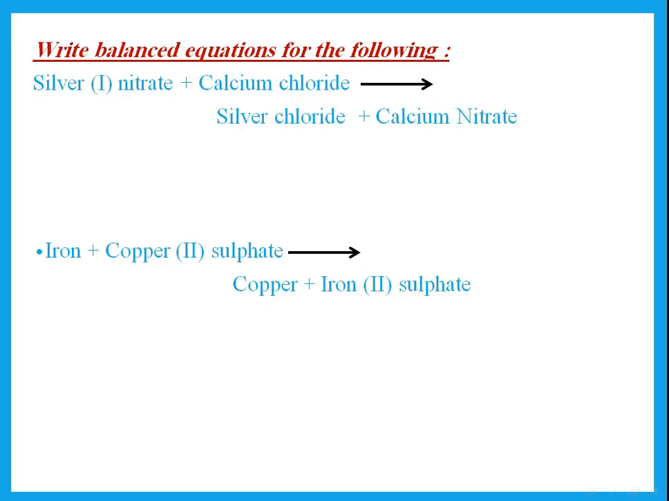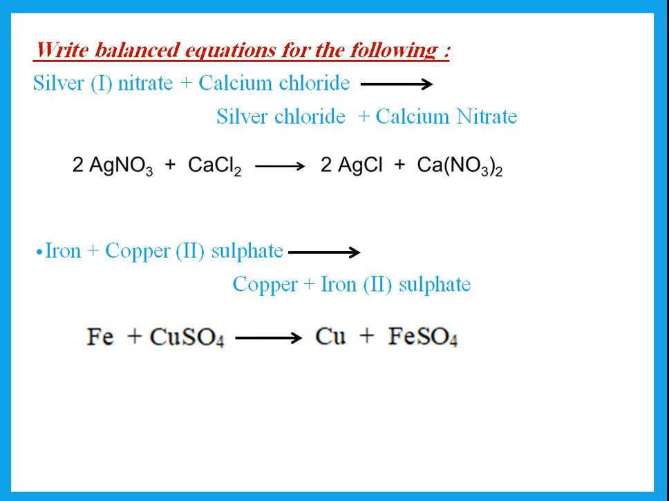Let's try this. Silver(I) nitrate means the silver has valency of 1. Plus calcium chloride to give silver chloride plus calcium nitrate, and this is how you should be able to write it. Can you try this one? The next one, iron plus copper(II) sulfate to give copper plus iron(II) sulfate. Can you write that? Okay, you should be able to write this. And it's all balanced like that.